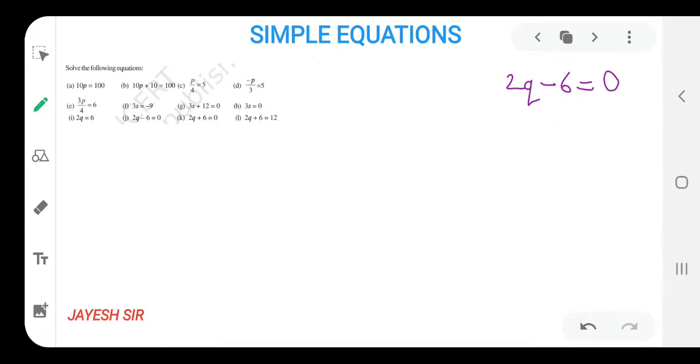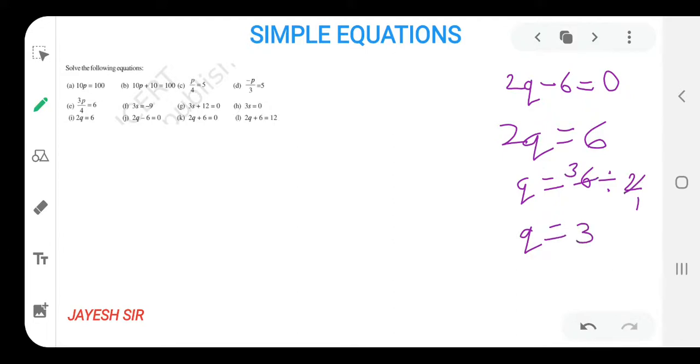Now, the first thing we have to keep in mind: minus 6 is there. So minus 6 will go first, that's it. Minus 6 after going this side will become plus 6, and 2 and q are in multiplication. After going that side, 2 will become division, so we will do 6 divided by 2, and we know how to divide. 2 ones are 2, 3 are 6, so the value for q we are obtaining over here is 3. I hope you all might be getting it.